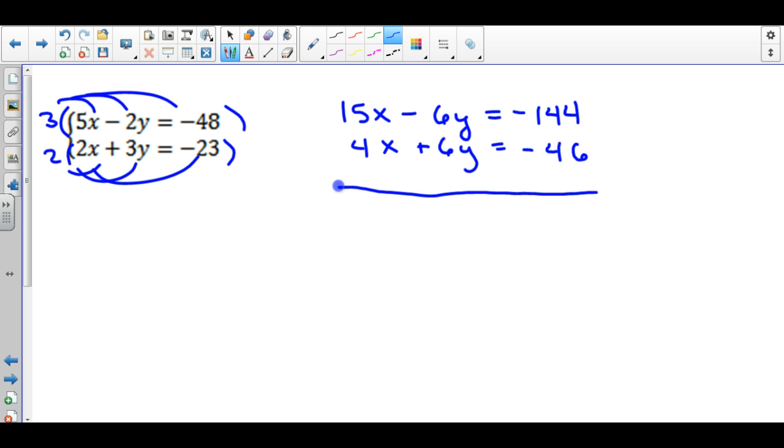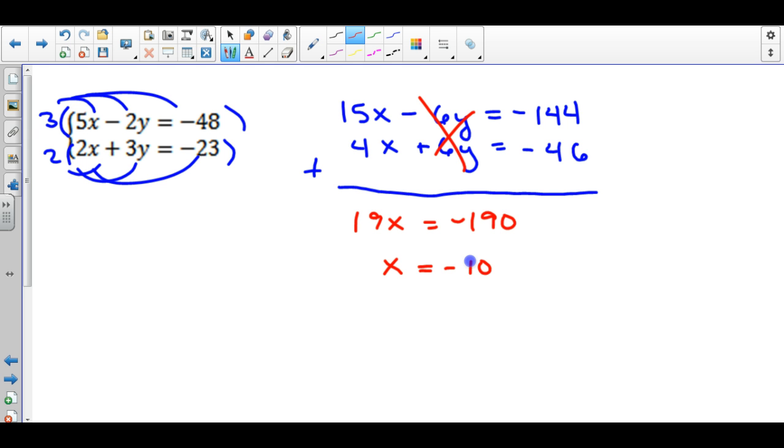Now I'm going to go straight across. Again, what we're going to do is add. We are adding our two equations together, and our goal was for our y's to eliminate. So I add my x's going straight down: 15x plus 4x is 19x. And again, my y's are going to eliminate. Then I set 19x equal to negative 190. That's what negative 144 plus negative 46 is. If you divide, you end up with x equals negative 10.